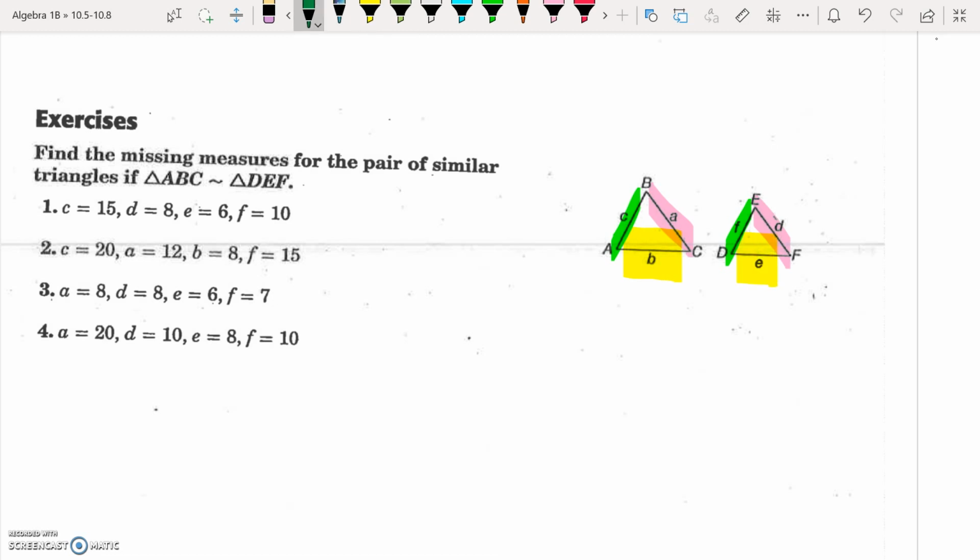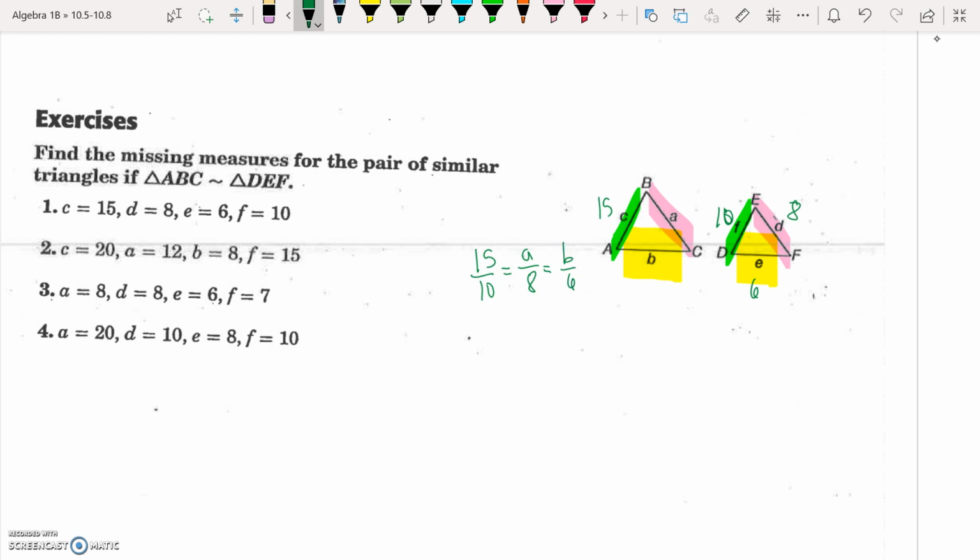And the numbers given in number 1 say that C is equal to 15, D is equal to 8, E is equal to 6, and F is equal to 10. So as I look at these segments, I know that because of their location, 15 is corresponding to 10, and then the pinks are corresponding, so I could say that's equal to A divided by 8, the pink divided by the pink. And notice I'm going from the left triangle to the right triangle. This is also going to equal the yellow over yellow, that would be B over 6.